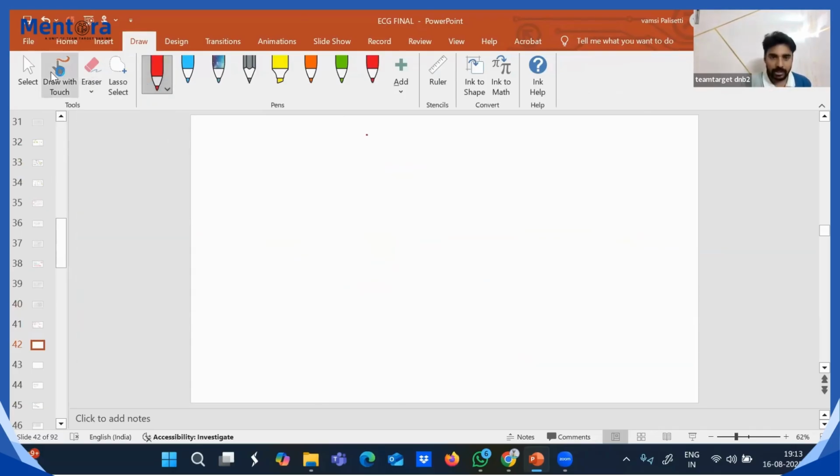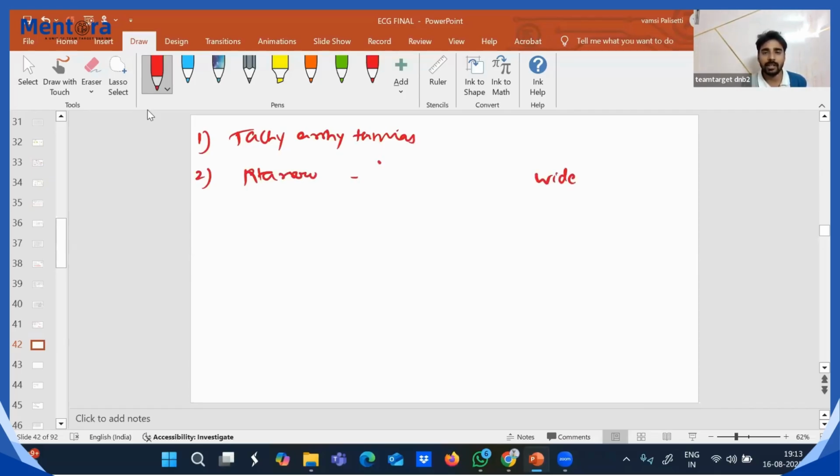Anywhere you are looking, the first thing to see is whether tachyarrhythmia is there or not. How do you see that? You calculate the number of boxes between two R waves. If the rate is more than 100, there is tachyarrhythmia. The next thing is whether it is narrow complex or wide complex. Narrow complex are supraventricular tachyarrhythmias. Wide complex are ventricular tachyarrhythmias.